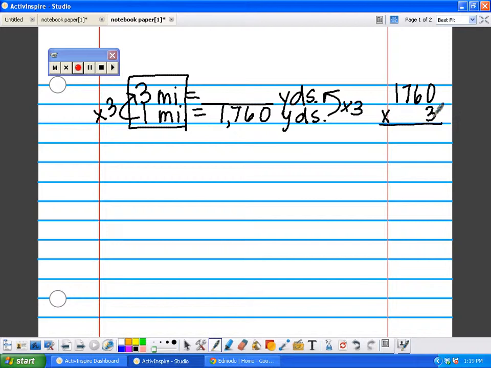0 times 3 is 0. 3 times 8 is 18, or 3 times 6. 7 times 3 is 21, 22. 5,280 yards. Whew. 5,280 yards. Think about how many football fields that would be.